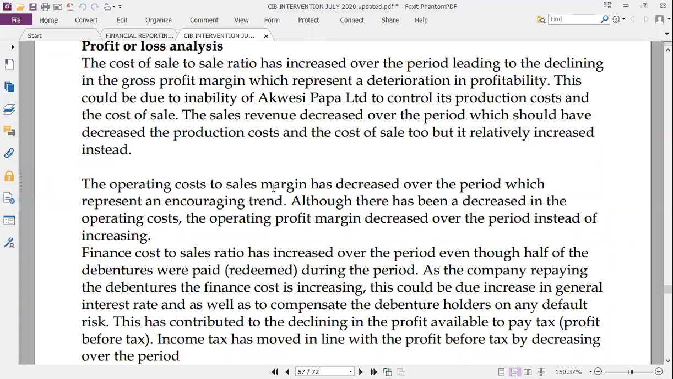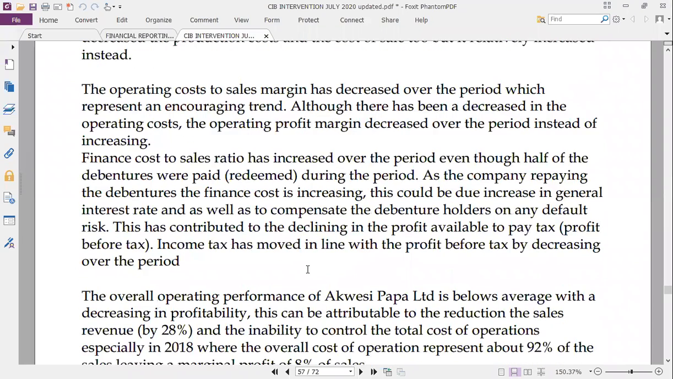The operating cost to sales margin has decreased over the period, which represents an encouraging trend, although there has been a decrease in operating cost. The operating profit margin decreased over the period instead of increasing. Finance cost to sales ratio in that order. Then you come down to overall performance.